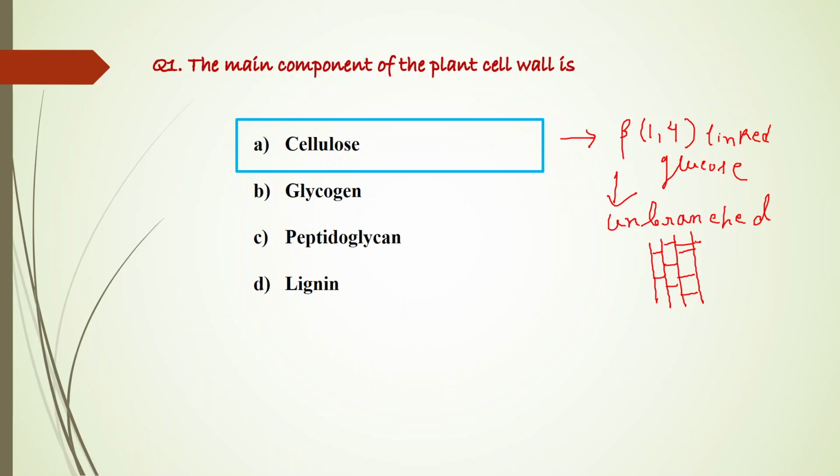So the correct answer for question number 1 should have been cellulose. Other options you already know. Glycogen is something that is found inside animals, and peptidoglycans are the things that make the bacterial cell walls.